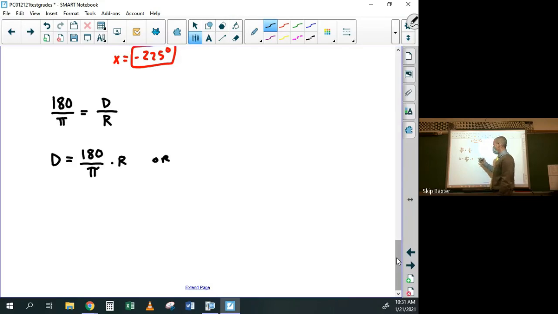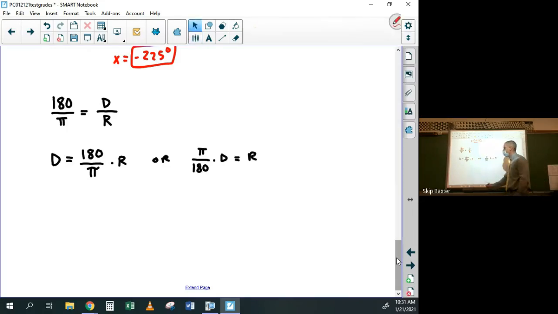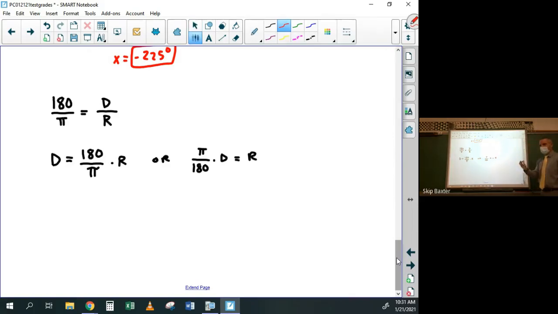Or another way of writing this as an equivalent equation would be pi over 180 times d equals r, right? All I did now is I took this equation and multiplied by the reciprocal of this fraction on both sides to solve for r. These are the shortcuts. Just think about the two problems that I just did. The first problem was we had 50 degrees. If I take pi over 180 and multiply it times 50 degrees, I get 5 pi over 18, which is the same answer I got before with a little bit less writing.